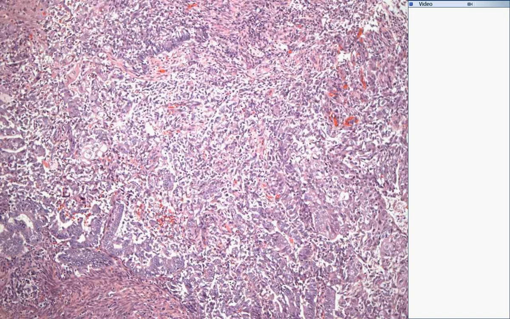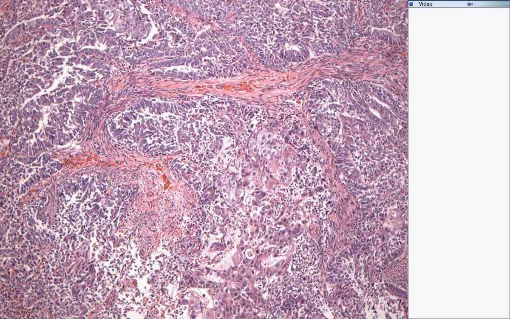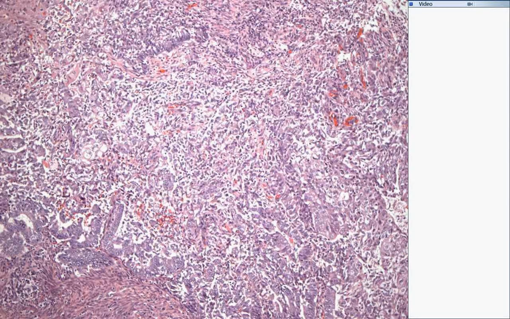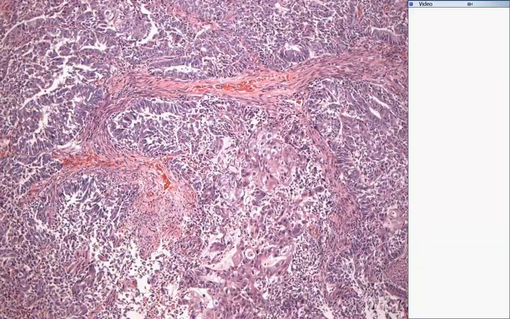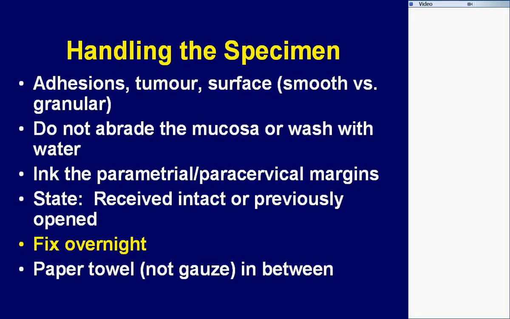So I will show you this slide first, and maybe you can look at it for maybe 3 seconds, and then this one, and maybe you can visualize and tell me as to what is the grade of this endometrial carcinoma. And I hope that you answer in your own mind that it is impossible to grade this tumor. And it's impossible to grade this tumor because this is an autolyzed specimen. With that in mind, let's discuss something about the handling of the specimen.